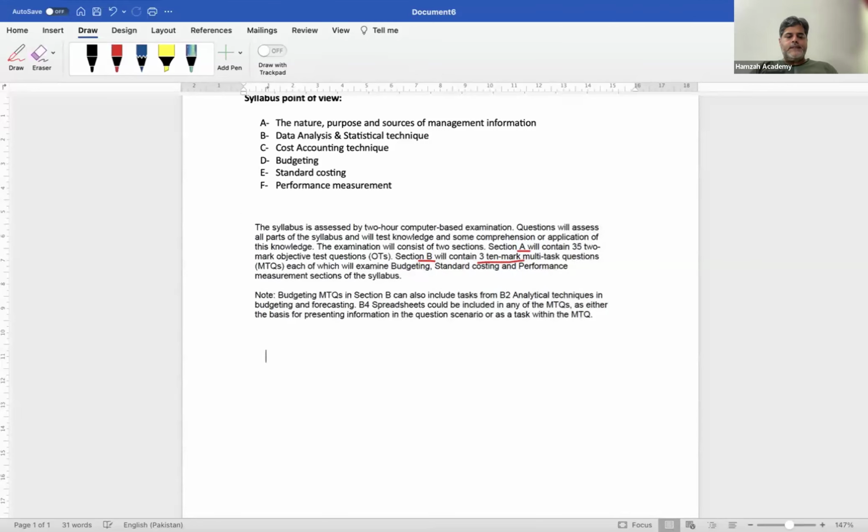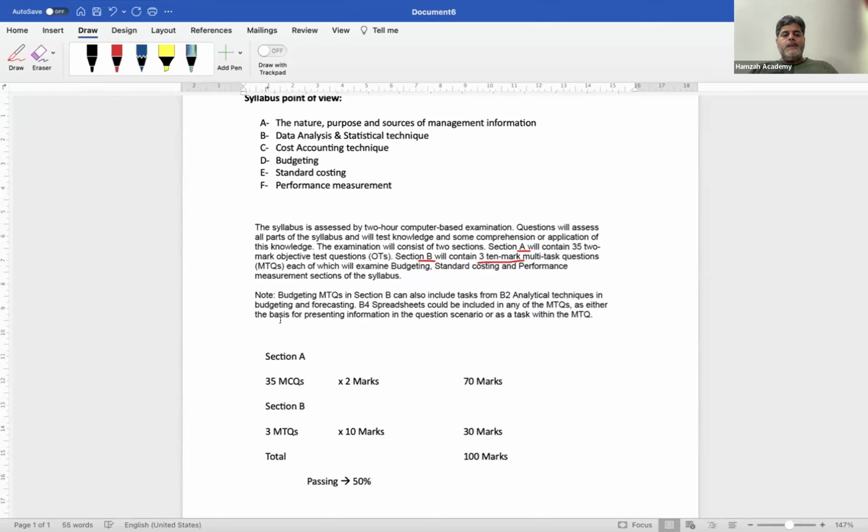So I can simply say that section A is going to be 35 MCQs, and these MCQs are going to be 2 marks each. So you will have 70 marks. And then in section B, you will have 3 MTQs, multitask questions of 10 marks each. So this is going to be 30 marks. So the total is going to be a 100 marks paper. And we all know the passing is going to be at 50%.